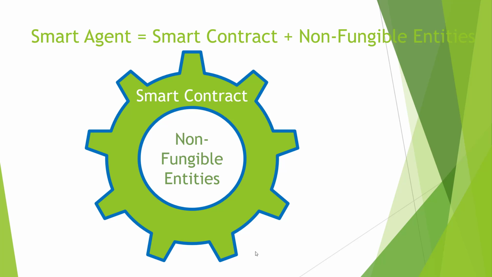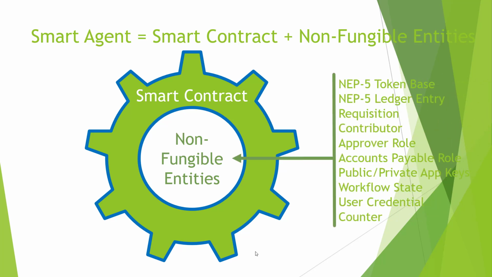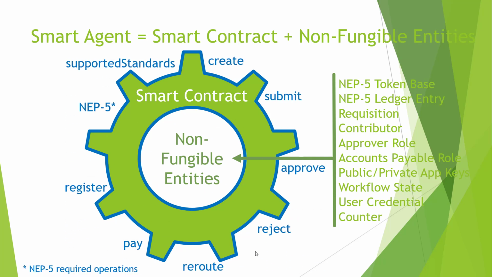So this idea of a smart agent is a smart contract plus the non-fungible entities it operates on. In this particular use case we're looking at, processing requisitions, over here on the right is a bunch of the entities that need to be operated on by the code in the smart contract. The smart contract needs to have certain operations that operate on it. We've already talked about those: create, submit, approve, reject, reroute, pay, register. Plus, it needs to support the NEP5 operations to actually implement the pay, so things like transfer.